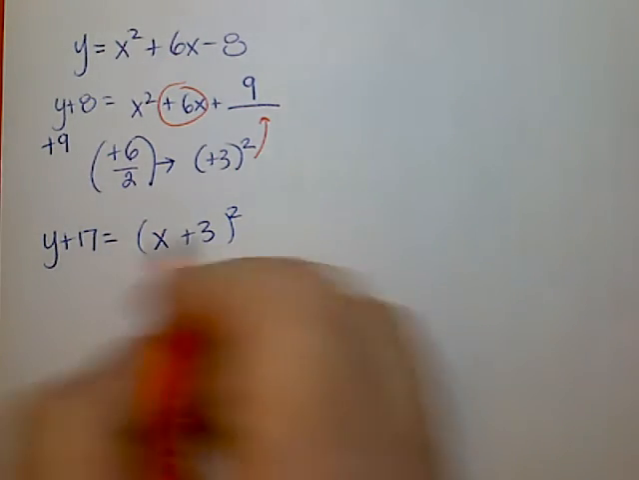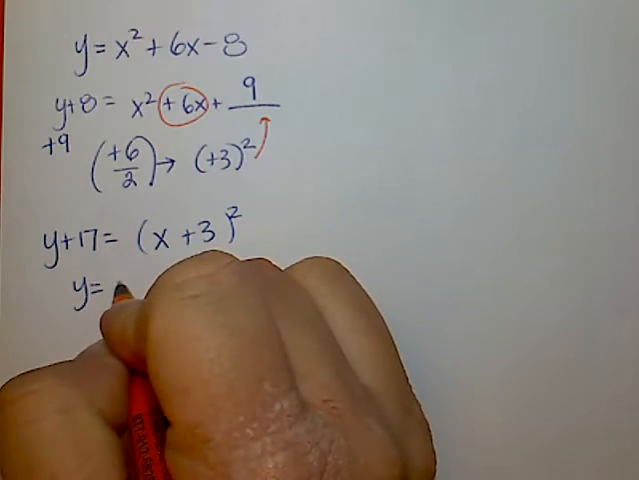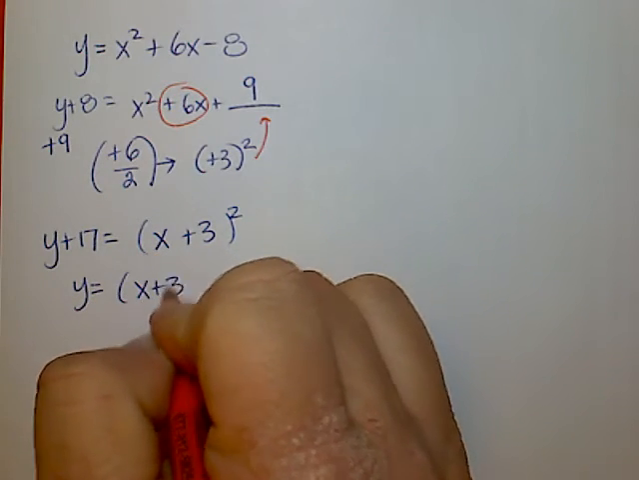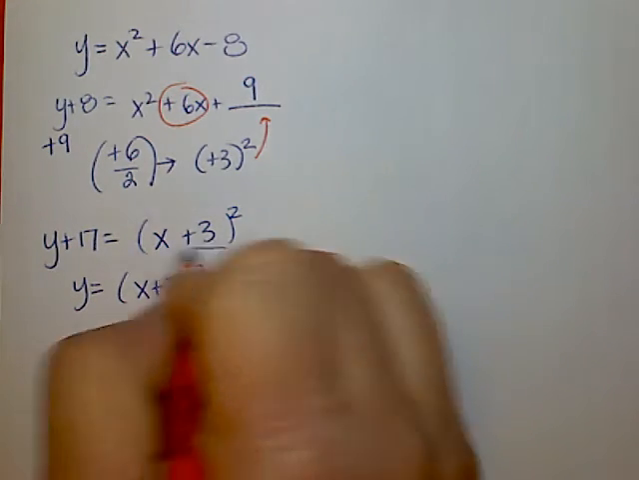Now moving that 17 back again to put it in proper vertex form will give us x plus 3 quantity squared minus 17.